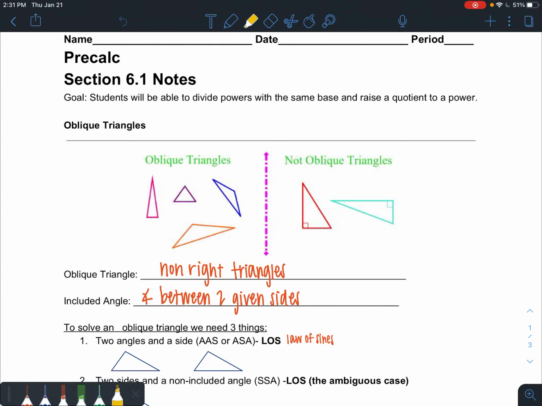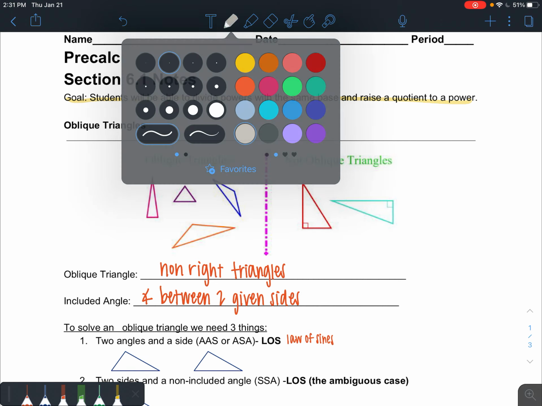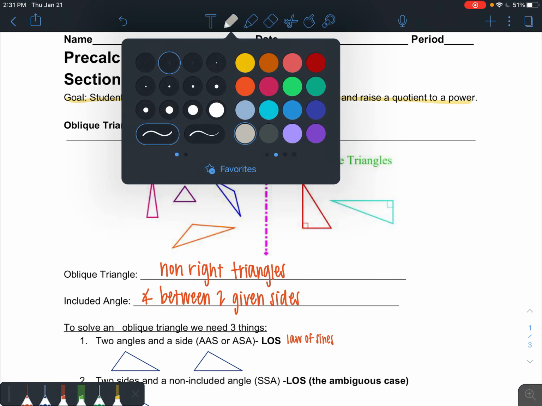And today we're talking about triangles. These directions are completely wrong, so you can just cross those out. That is definitely not what we're doing.